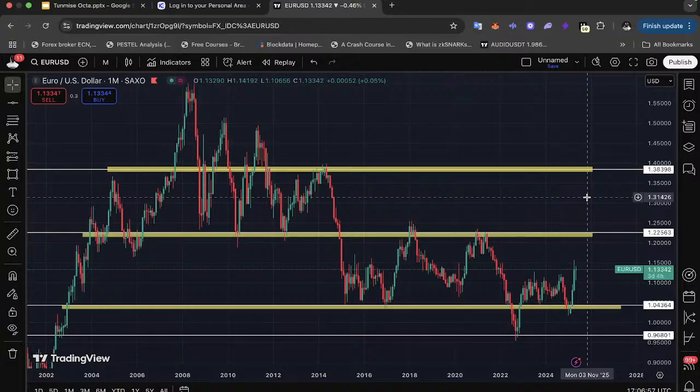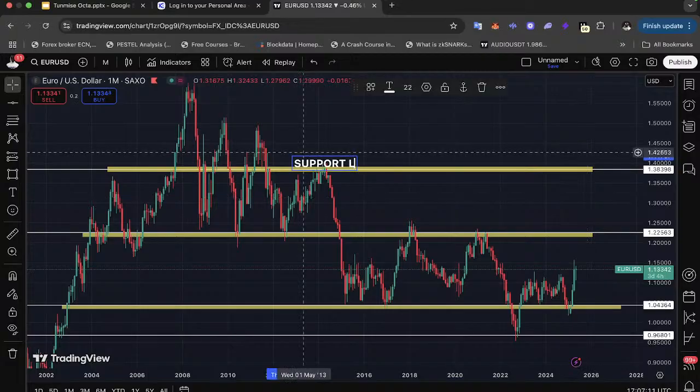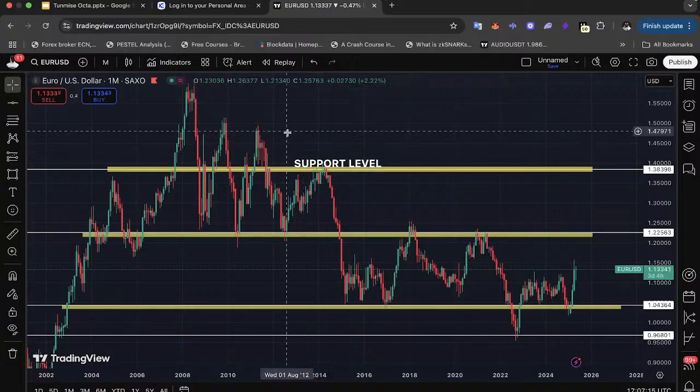For those who might not know what support and resistance are, this level here is our support level. All right, so let me push this. These are support levels, okay, and this level here is our resistance level. So the level up here is our resistance level.